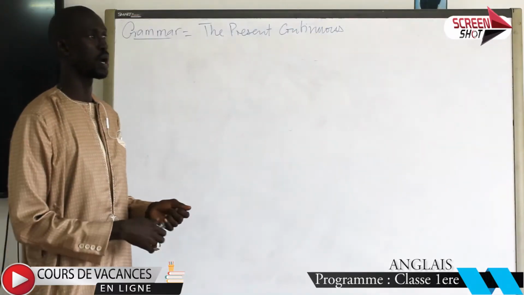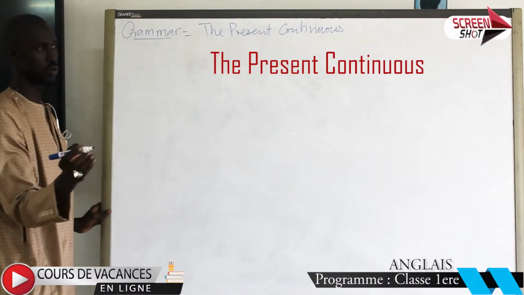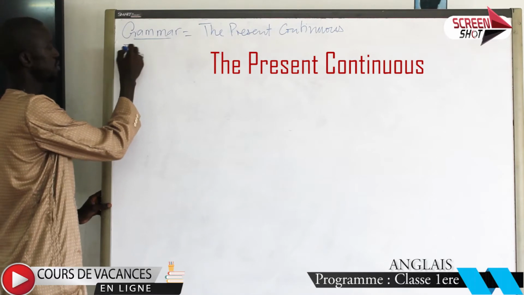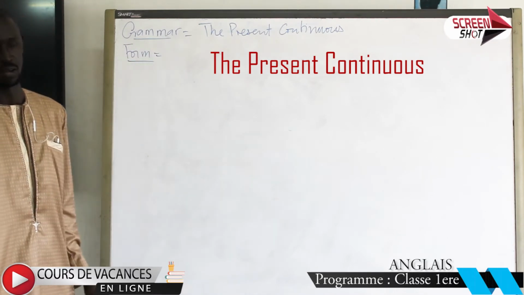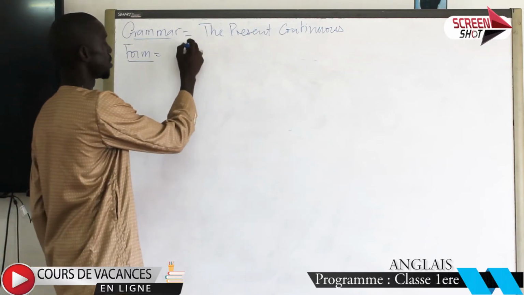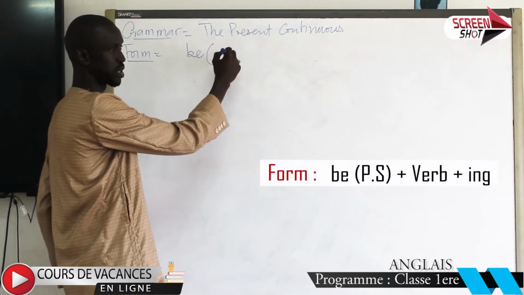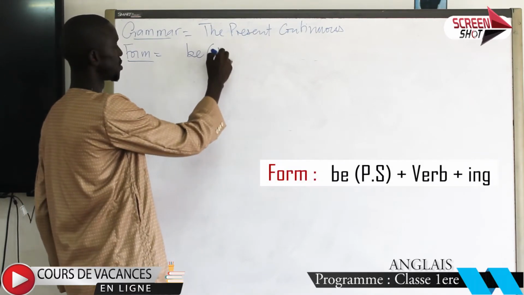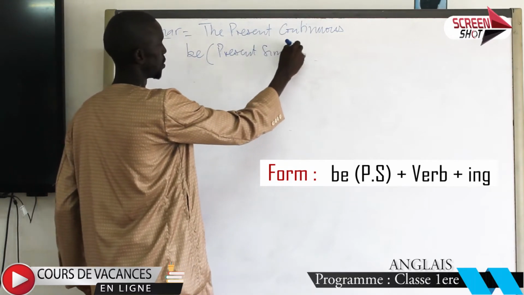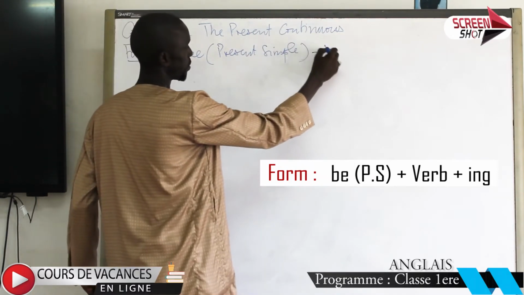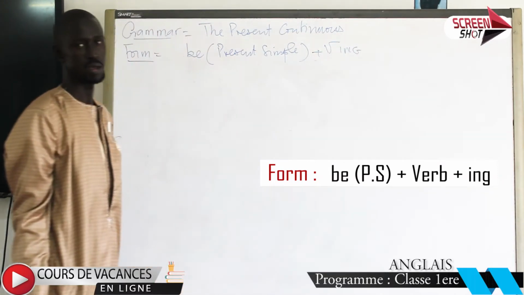So we are going to see now the present continuous tense. The first thing we have to do is to see how to form the present continuous. To form it also, that's not difficult. We use the auxiliary be in the present simple, because we have said present continuous. So we use to be in the present simple plus verb plus ing. That is the present continuous.